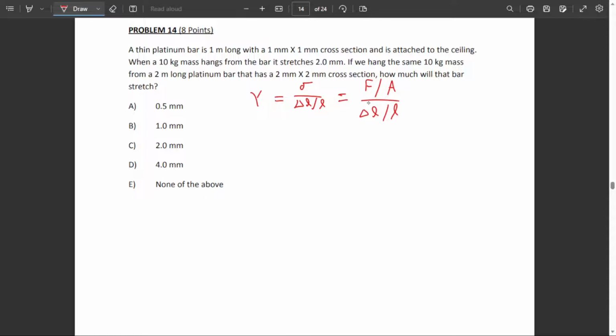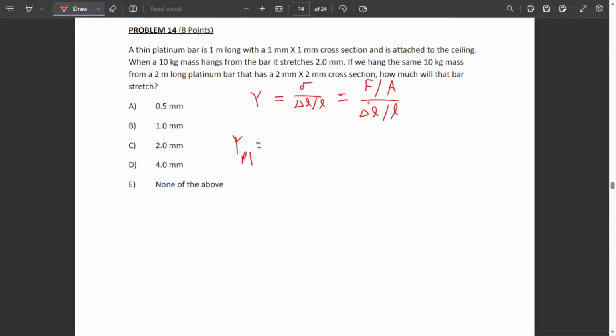So in our question, we have two different platinum bars with different cross sections and different lengths with the same force being applied. In order to determine how much the second bar will stretch, we use the first bar to determine Y of the platinum, and then from there we can calculate the amount that the second bar will stretch. So let's do that. Y for the platinum. What's platinum's symbol in the periodic table? PL.